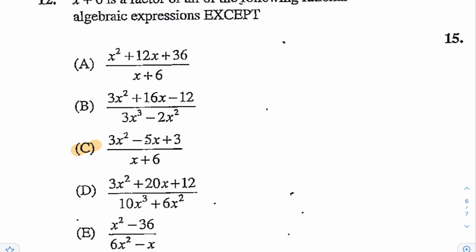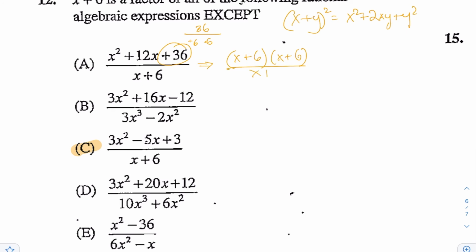So for choice A, you can use the factoring pattern (x plus y) squared is equal to x squared plus 2xy plus y squared. So we actually have that set up here. If we factor the numerator, factor the 36, you'll use 6 and 6. So you have x plus 6 times x plus 6 divided by x plus 6. So one of them will cancel out, so the answer will be x plus 6. So of course that is a factor, so you can eliminate choice A.